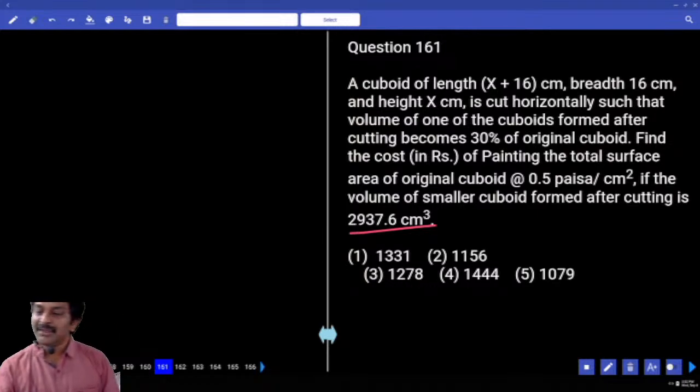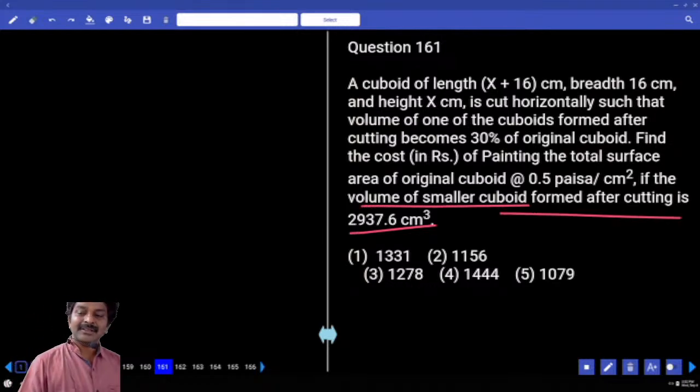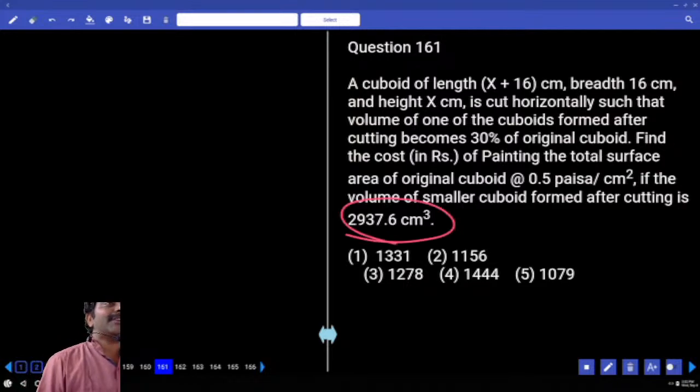2937.6. Now here we have a clarity. You are giving volume. Volume of which cuboid? Smaller cuboid. Our total cuboid is made into two pieces. You know that one is 30%, the other is 70% volume. This is volume for which one? Smaller. That means 30% of the volume is this much, right? Now to calculate total volume, I'll do like this.